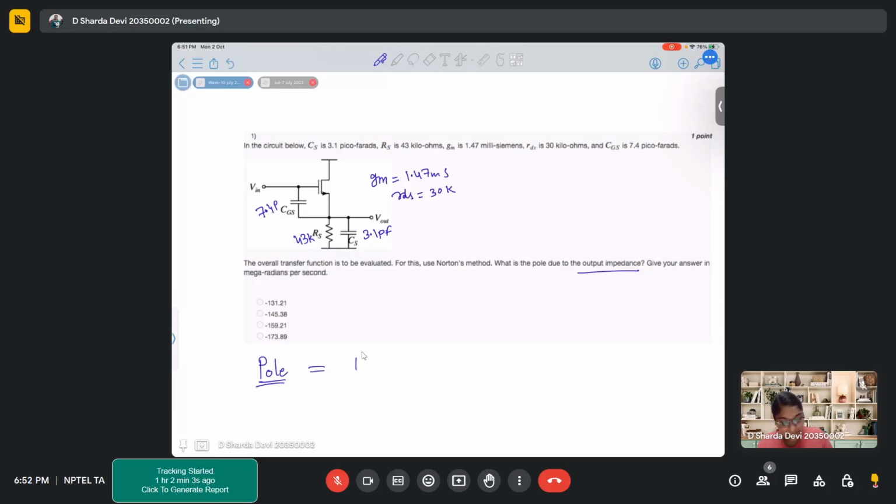We said that a pole is 1 upon RC at that given point, right? So let's say here it is asked what is the pole at the output. So at this output, we should find the R out and C out, and we'll take 1 by RC of that, and we'll get the value of pole over there.